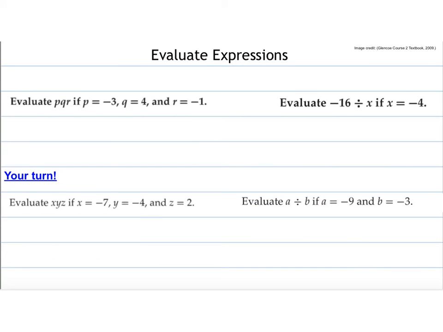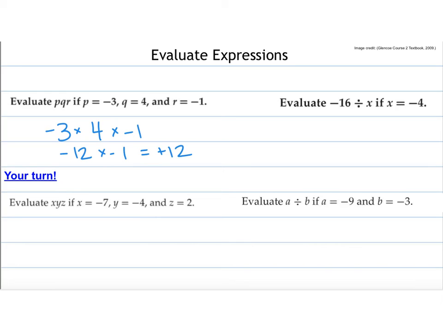All right, evaluating an expression, so we're just plugging the numbers in. Evaluate pqr. So p is negative 3. They're connected, which means we're multiplying. q is 4 times r, which is negative 1. So we multiply the first two numbers together. 3 times 4 is 12. A negative times a positive is a negative, times a negative 1. Well, 12 times 1 is 12, and a negative times a negative is a positive 12.